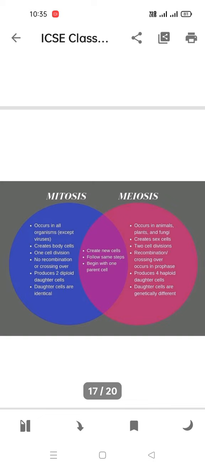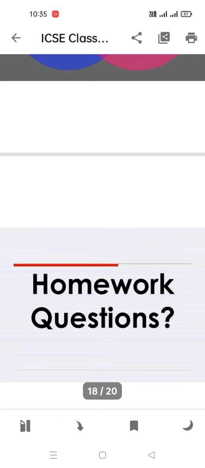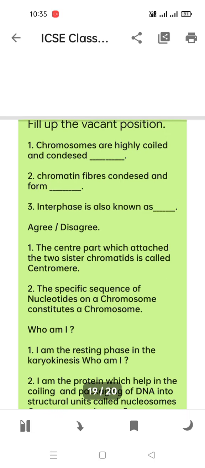So this is the difference between mitosis and meiosis. Now let's come to the homework question. Okay, last part of this session, homework question. Fill in the blanks.